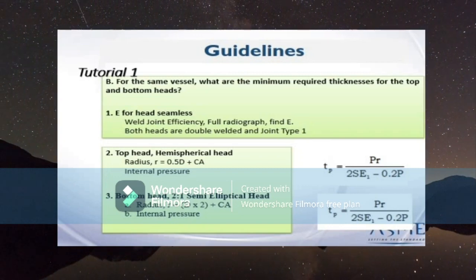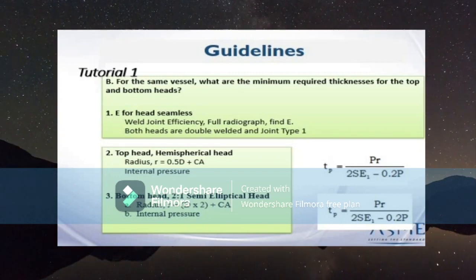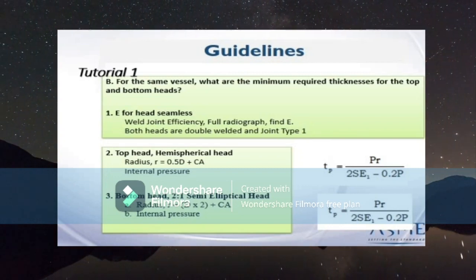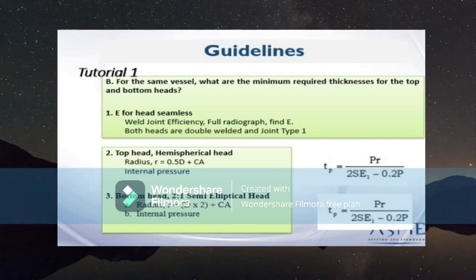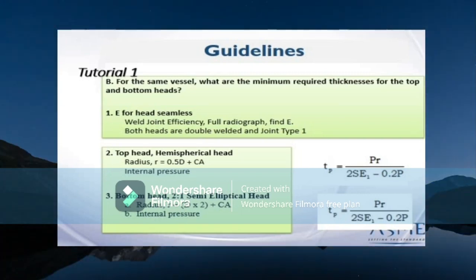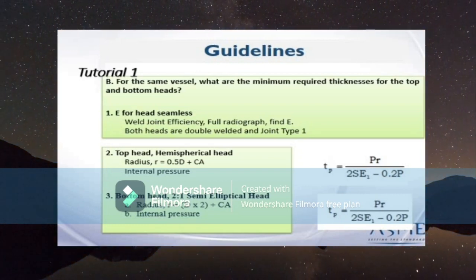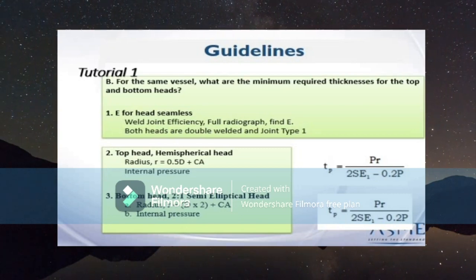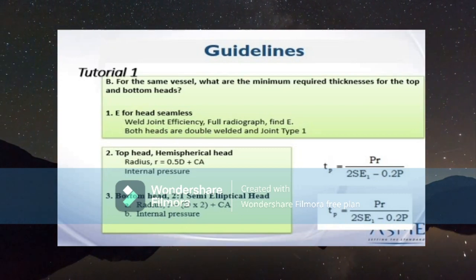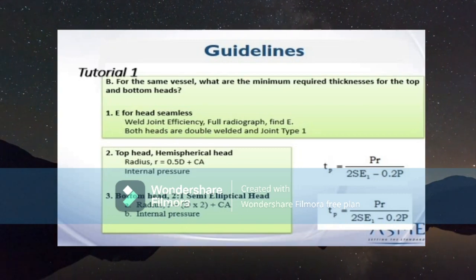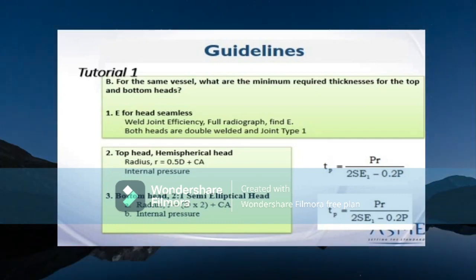B. For the same vessel, what are the minimum required thicknesses for the top and bottom heads? Since both heads are seamless, E equals 1.0. Weld joint efficiency, full radiograph, find E. Both heads are double welded and joint type 1. 1. Top head, hemispherical head, ASME code equations.